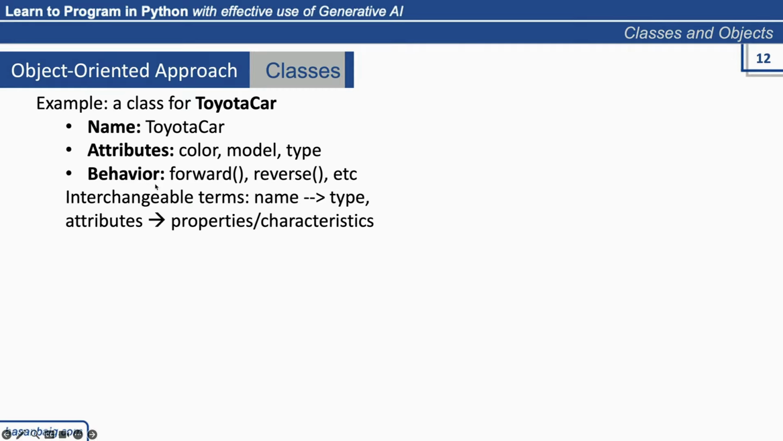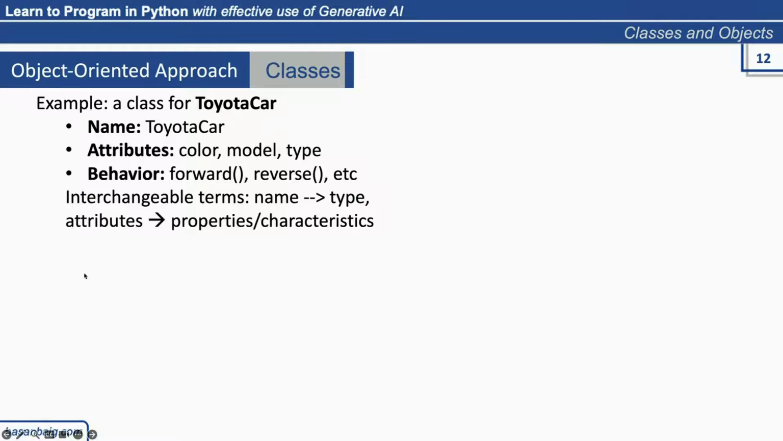The behavior of that car is it can go forward, it can go reverse, or whatever behavior that we want to perform. These are some functionality that particular car can perform. Okay? And these are interchangeable terms. I may ask you what is the class name, or I can also ask what is the class type. So both are same. So if I ask what is the class type, you can tell it it's Toyota car.